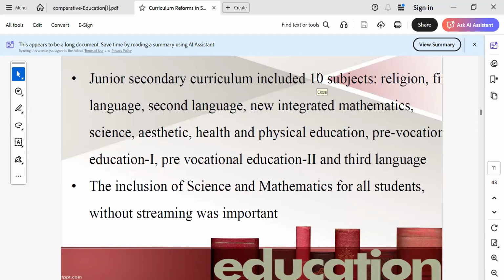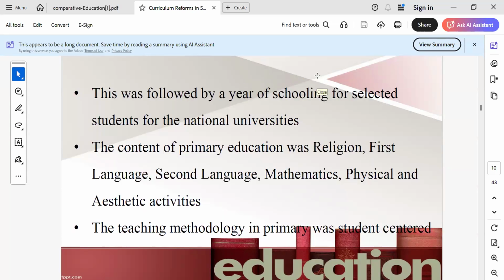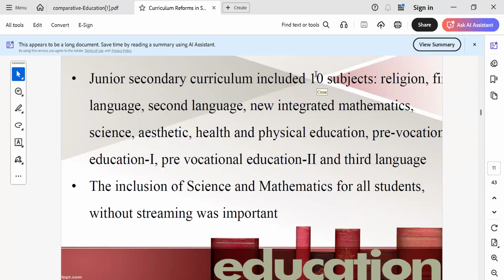And junior secondary curriculum included 10 subjects, right? So primary had how many subjects? First language, second language, mathematics, physical and aesthetics activities, 4, right? But the junior secondary up to grade 9, right? They have 10 subjects. Religion, language, second language, new integrated mathematics, science, aesthetic, health and physical education, pre-vocational education 1. They had a big issue with these 2 subjects, pre-vocational education 1, pre-vocational education 2.